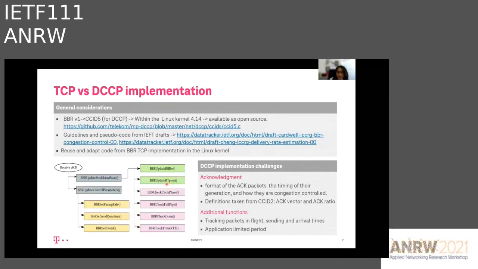In addition to that, the DCCP standard specifies that a CCID profile has to define some other aspects like the format of the acknowledgement packets, the timing of their generation, and how they are congestion controlled. All these definitions were taken from the CCID2. That means that we use acknowledgement vectors and also acknowledgement rate. Apart from that, there are many functions which are part of the DCCP protocol and not of the CCID, which correspond to the tracking of the packets in flight and also to the acknowledgement generation. These functions were also taken from the CCID2. And we also took some other ideas to verify the application limited periods.